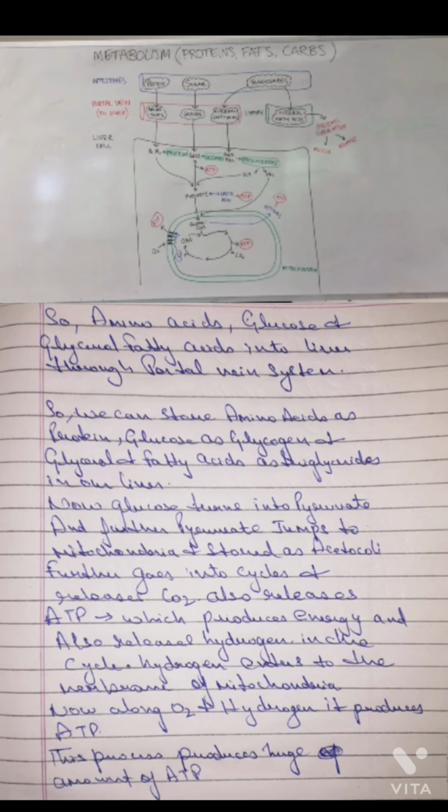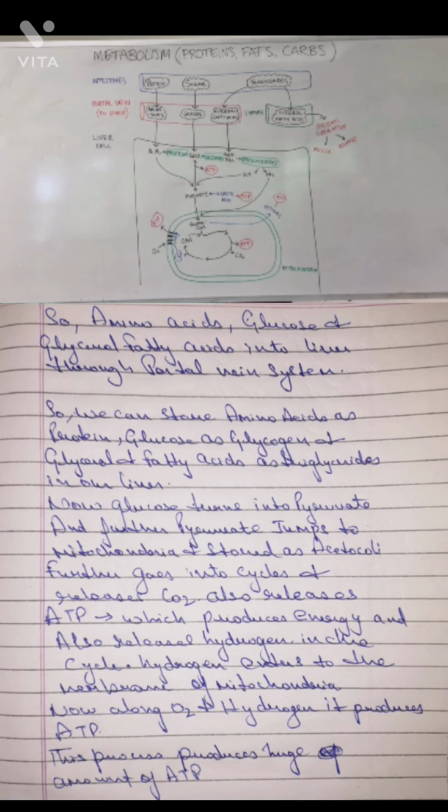You can see in the diagram the cycle taking place, and CO2 is released. It also releases ATP, known as adenosine triphosphate, which is the storehouse of energy, and it also releases hydrogen in the cycle. Now hydrogen enters the membrane of the mitochondria, and along with oxygen it produces ATP to produce energy, from which we get energy to do work. This process produces a huge amount of ATP to provide us energy.